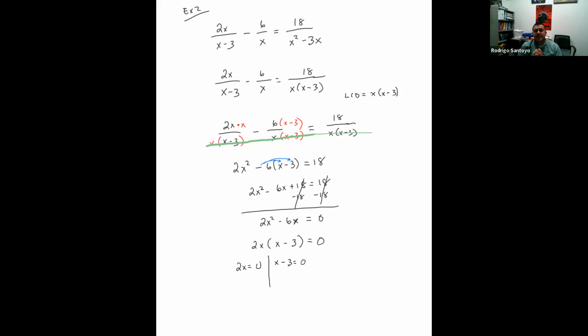That's a little review from 4.8, if I'm not mistaken. All right, divide by 2, divide by 2. We get x equals 0. And we add 3, we add 3. We get x to equal 3. So any questions there?